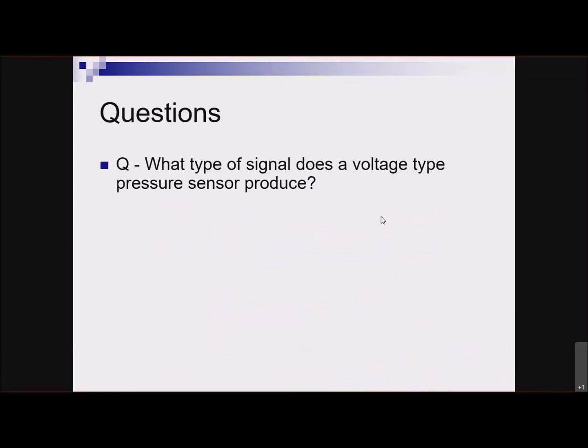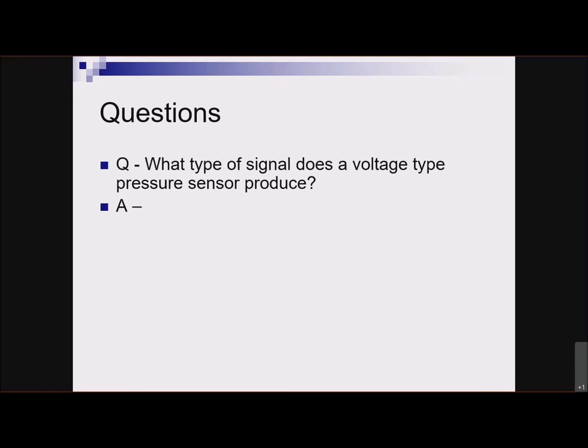So what kind of signal does a voltage type pressure sensor produce? And if I ask you a question here, there's a good chance you might see it on the test, right? So what's the answer? A voltage type pressure sensor produces a varying analog voltage that is dependent on the pressure applied to the sensor. So it's going to be somewhere between 0 and 5 volts.